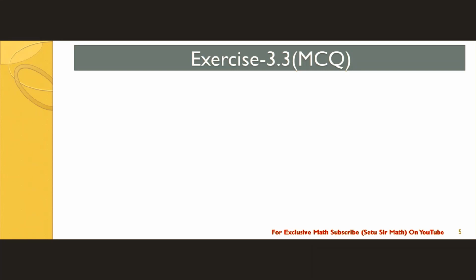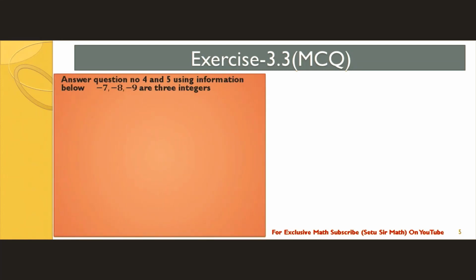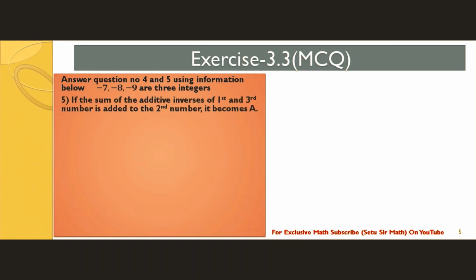Exercise 3.3. Next math. Answer question number 4 and 5 using information below. Minus 7, minus 8 and minus 9 are 3 integers. So number 5 question, if the sum of additive inverse of first and third number is added to the second number, it becomes A. Let's see. These are the options.